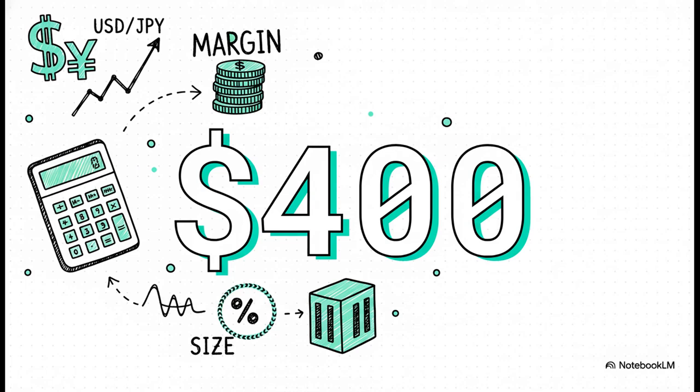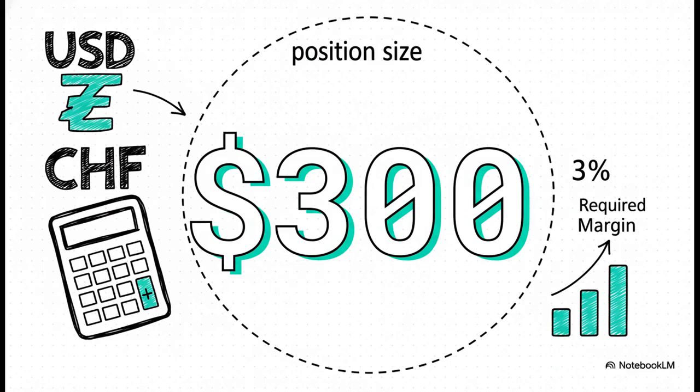First up, let's figure out the required margin for that USD/JPY position. The math is really simple. We just take the position size, which is $10,000, and multiply it by the 4% margin requirement. And boom, that gives us a required margin of $400 for this one trade. Okay, trade number 2, the USD/CHF position. We do the exact same thing here. We take the $10,000 position size and multiply it by its 3% margin requirement, and that gives us a required margin of $300 for this second trade.